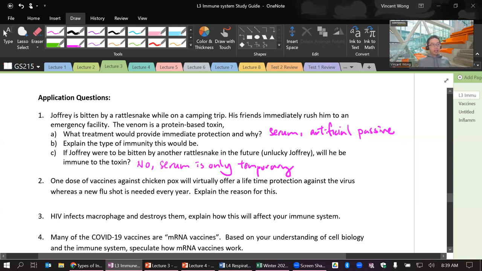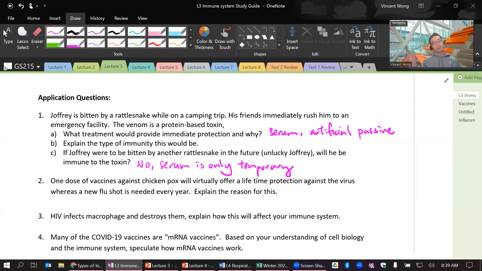The antibodies, once they break down, will no longer be effective, and you will have to have another serum.